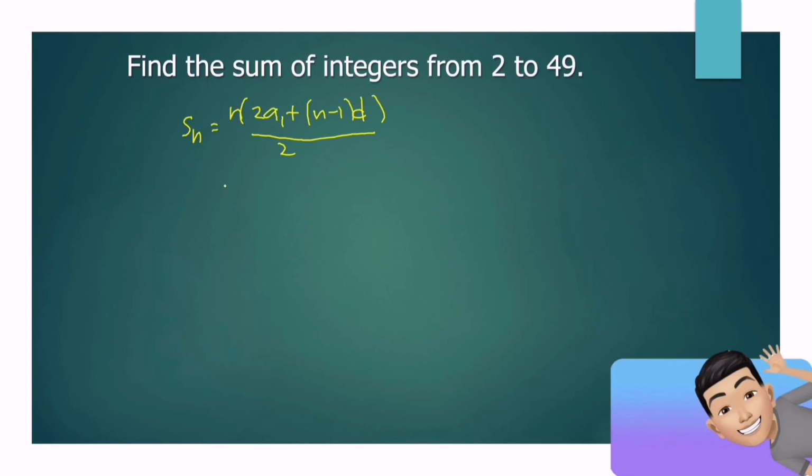Kaya, anong pwede natin gamitin para malaman kung ilan yun, ay pang ilan yun. So, eto, yung formula natin na a sub n equals to a sub 1 plus n minus 1 times d. Ayan. So, paano ba to? So, ang a sub n natin, hindi natin alam kung pang ilan si 49.